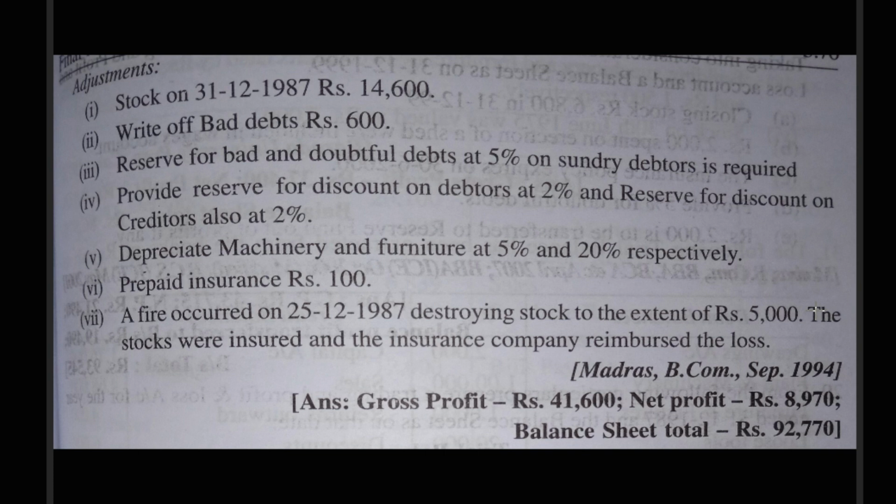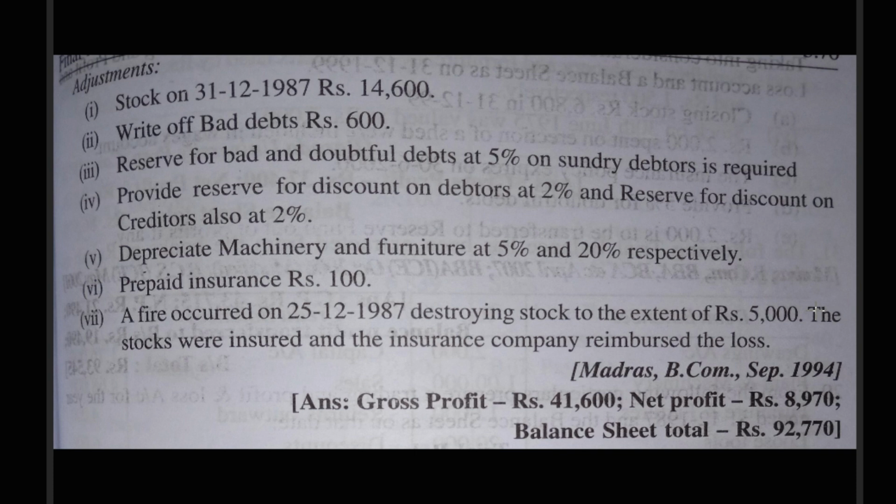Stock on 31/12, which means it's a closing stock. It will appear both in trading account as well as balance sheet. Bad debts. This is return of bad debts. These debts are never going to be collected. You cannot show it in the account, so you'll have to write it out. You'll have to deduct it from the sundry debtors amount.